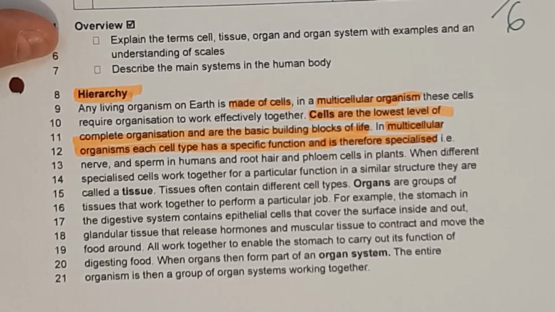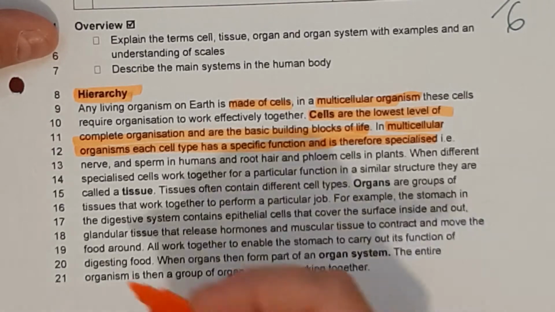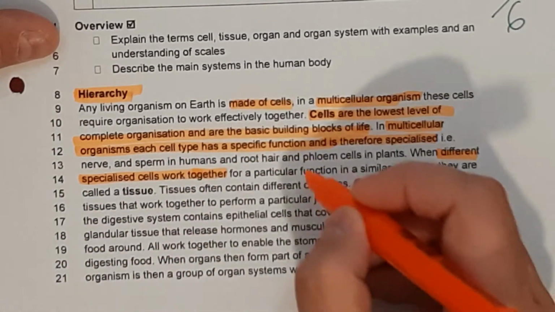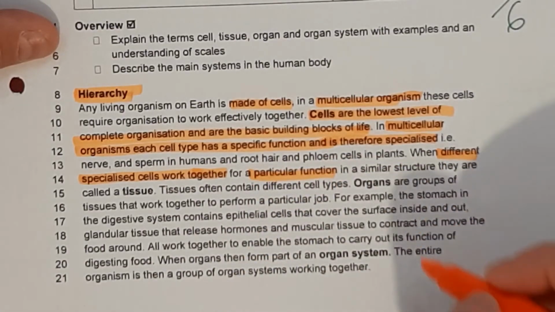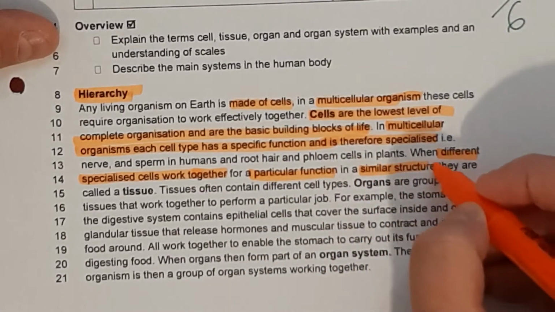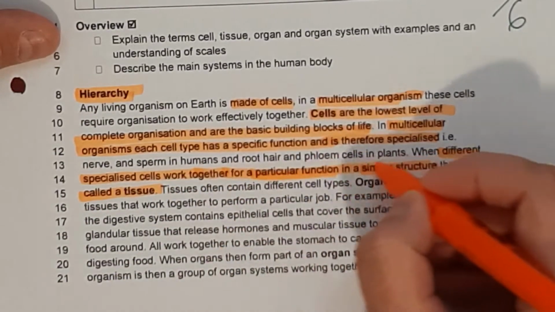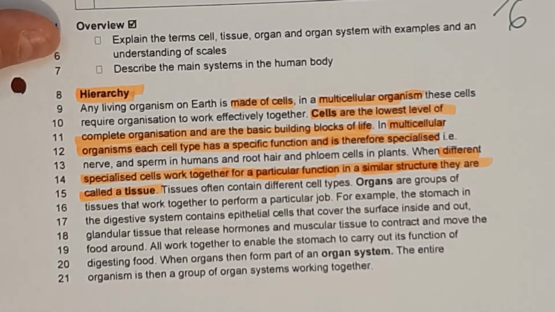Okay, so when different specialised cells work together for a particular function in a similar structure, they are called a tissue. So that's when different specialised cells work together and they have a particular function and they're in a similar structure, then this is called a tissue. We can just join that all up if you like. And tissues often contain different cell types.